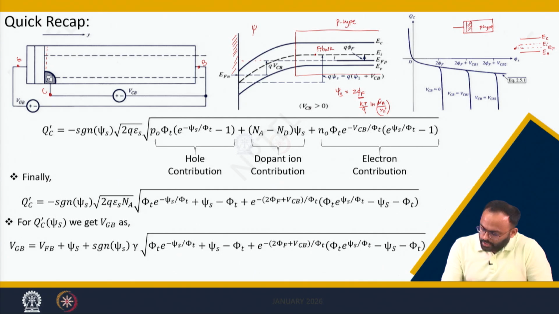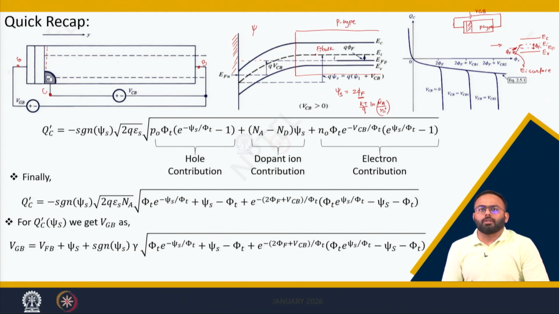At that point, we said that this is depletion. Beyond that value, if you increase VGB, the bending continues, and at one point EI, which is called EI surface, goes below this Fermi level, and hence the total bending is phi f plus phi f. That is all about the 2-terminal MOS cap.